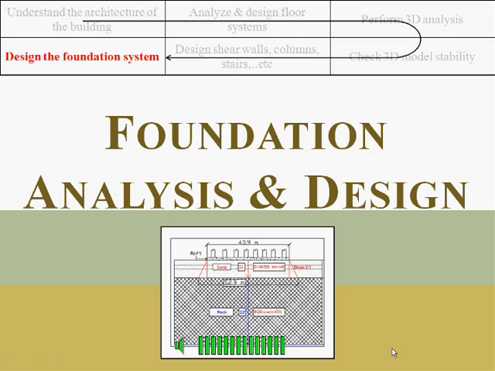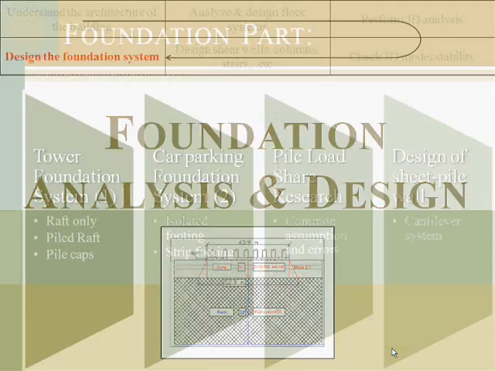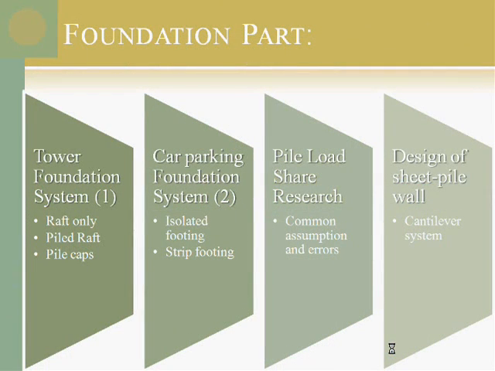Now we reach the foundation analysis and design part. Mainly we have 4 divisions in this part. The first one, we will explore how we checked the foundation system for the tower. We checked the raft only, and showed whether it would be okay to design as a raft or not, and then we will go for the piled raft, and then we will use the pile cap system, and it will be illustrated.